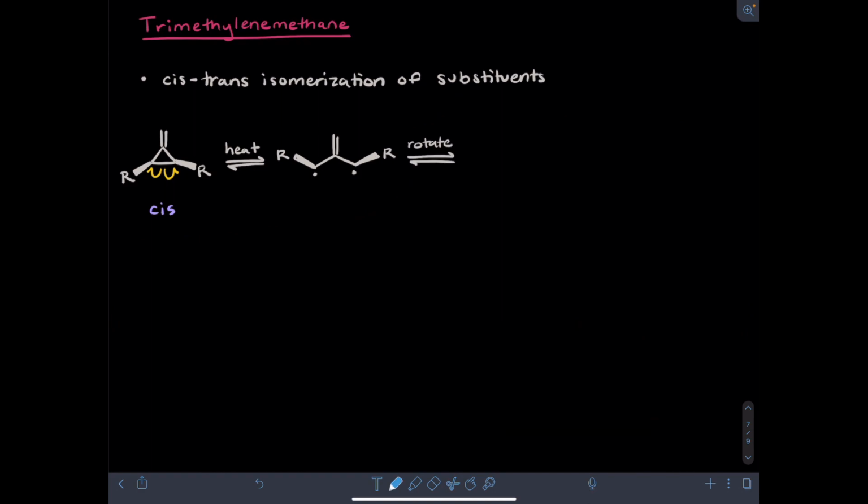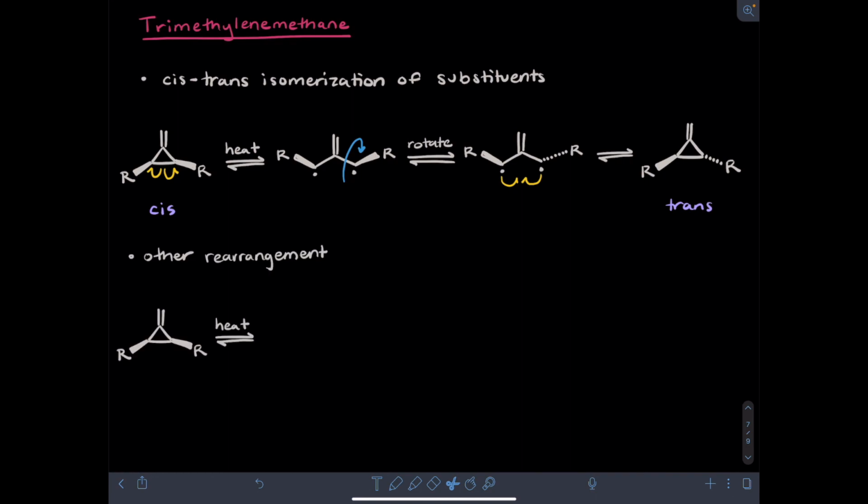A carbon-carbon bond rotation on either the left or right could change the orientation of the R group. So I'll show a carbon-carbon bond rotation on the right side again. On the left side, the bond to R is still a wedge, but now the bond to R on the right would be a dash instead. These 2 unpaired electrons could recombine, and this coupling would reform the 3-membered ring with the trans geometry of the substituents. For the other rearrangement, the first step is going to be the same, cleaving the carbon-carbon bond homolytically.